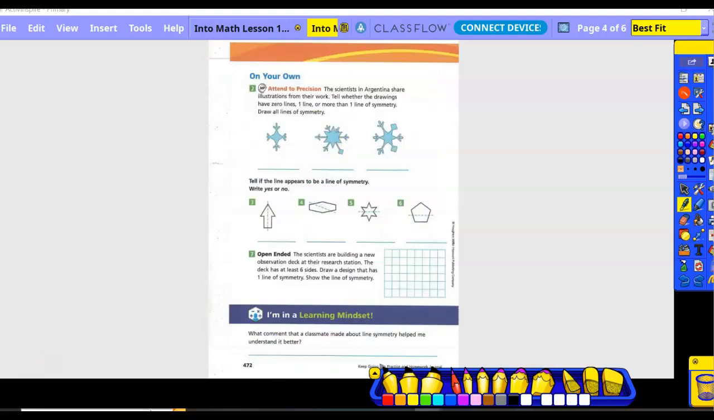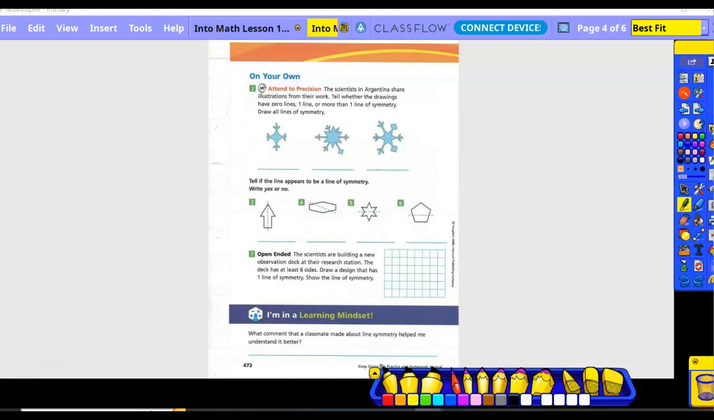On your own, number 2, attention to precision. The scientists in Argentina share illustrations from their work. Tell whether the drawings have 0 lines, 1 line, or more than 1 line of symmetry. Draw all lines of symmetry. So we looked at some of those other letters and we looked first horizontally or vertically, right? But like the snowflake on the front page, we did both horizontally and vertically, but what else do we do? Diagonally as well. So you need to check multiple ways.